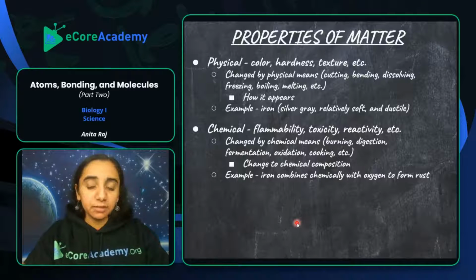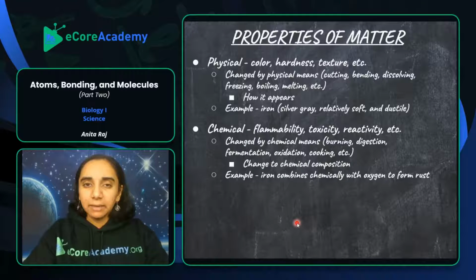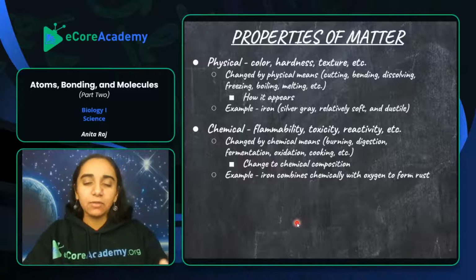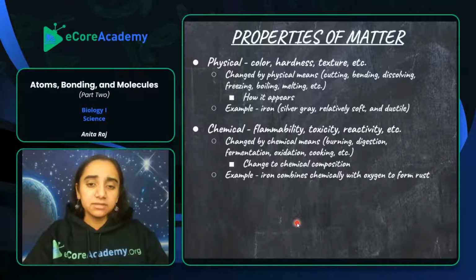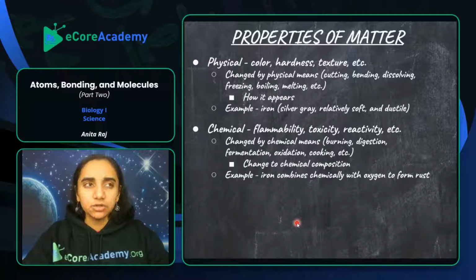Examples are burning of paper. You're changing the paper. You can't change it back. Think of it that way. That's a good way to think of it for beginners. You can't change something back. That is a good example of a chemical change. So you have burning of wood. You have digestion. The hydrochloric acid in our stomach dissolves the food we eat.